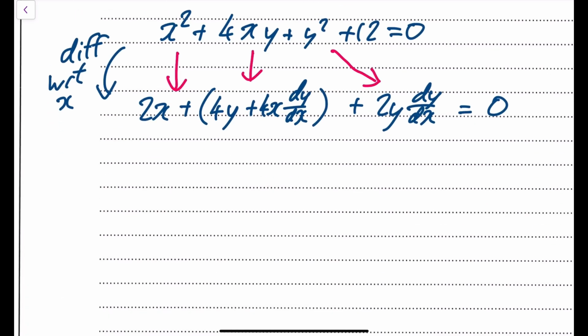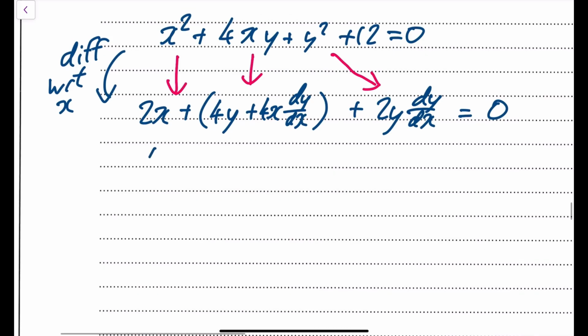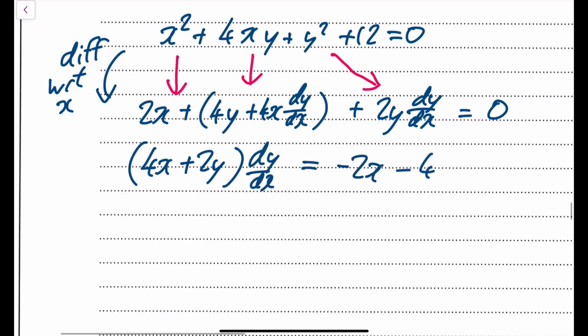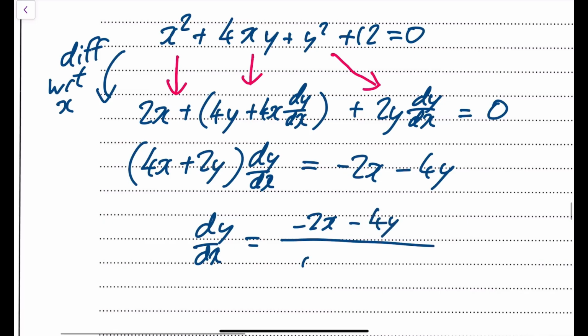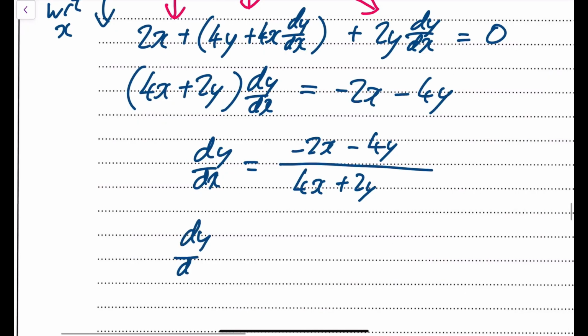Let's group all of the dy by dx's together. So I've got 4x plus 2y. That's all the dy by dx's I've got. Everything else I'm going to fire over the other side. And then dy by dx is equal to minus 2x minus 4y over 4x plus 2y. Top and bottom divide by 2 to give you minus x minus 2y all over 2x plus y.